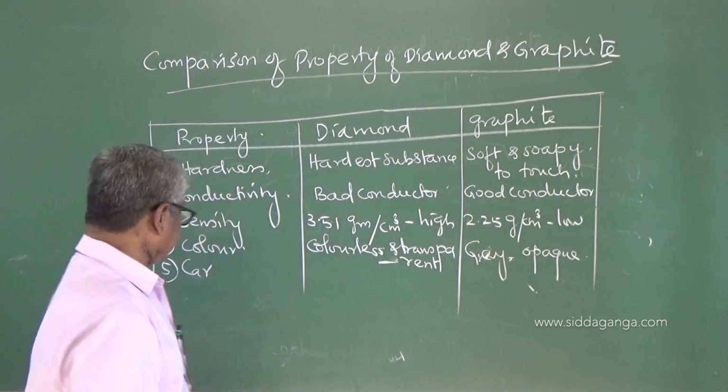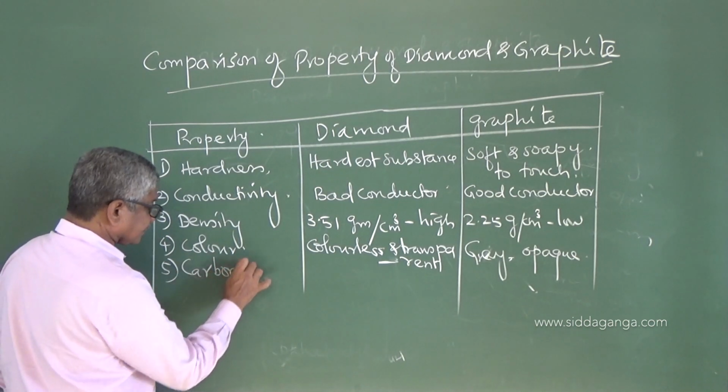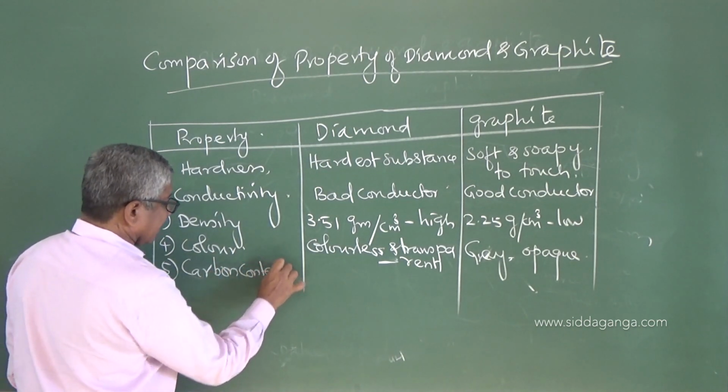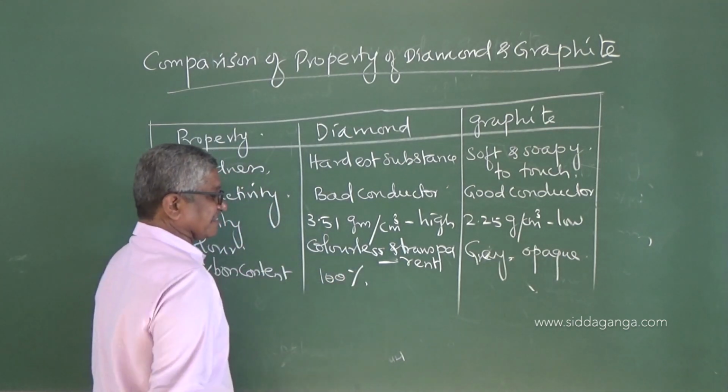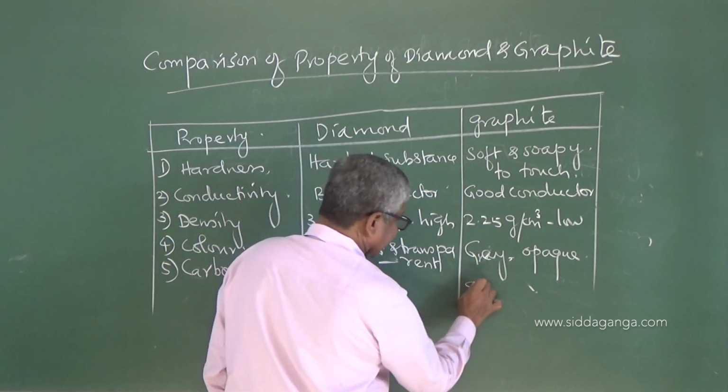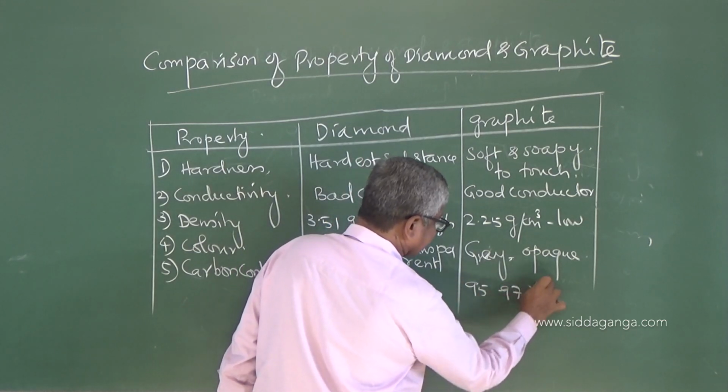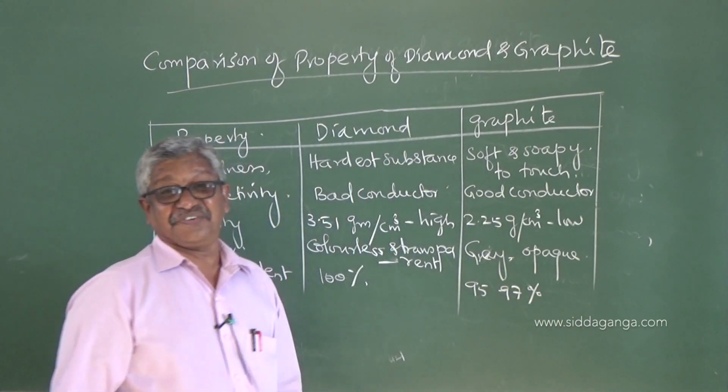Next, it is carbon content. Carbon content is 100% for the diamond, 95 to 97% for the graphite.